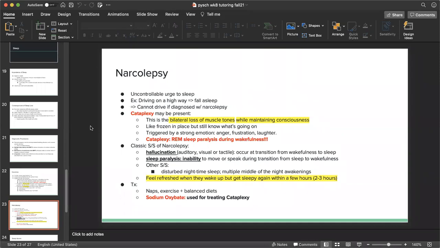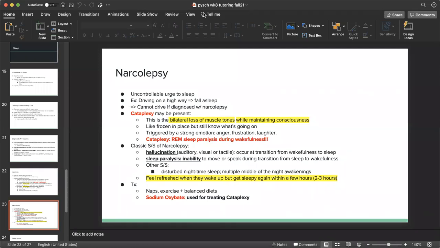Some classic signs and symptoms of narcolepsy are hallucinations, so auditory, visual, or tactile. It occurs at the transition from wakefulness to sleep. And then sleep paralysis is the inability to move or speak during the transition from sleep to wakefulness. I don't know if anybody has ever experienced sleep paralysis before, but it's kind of scary. You're laying there, you want to move, but your body physically can't. It's crazy.